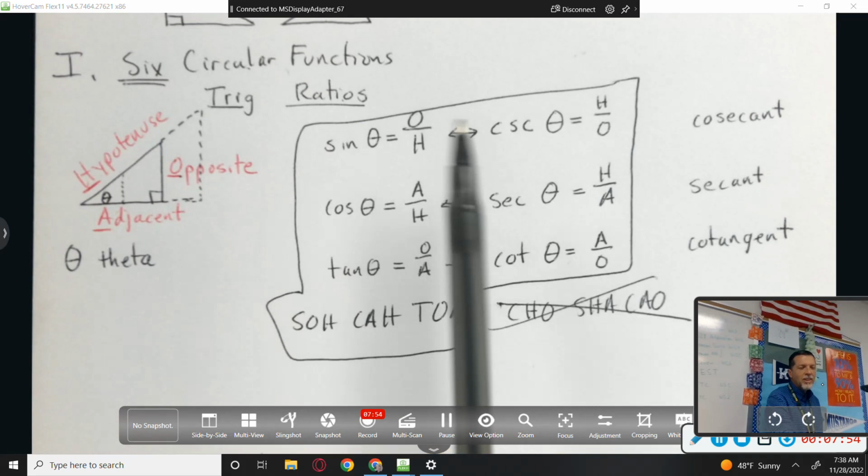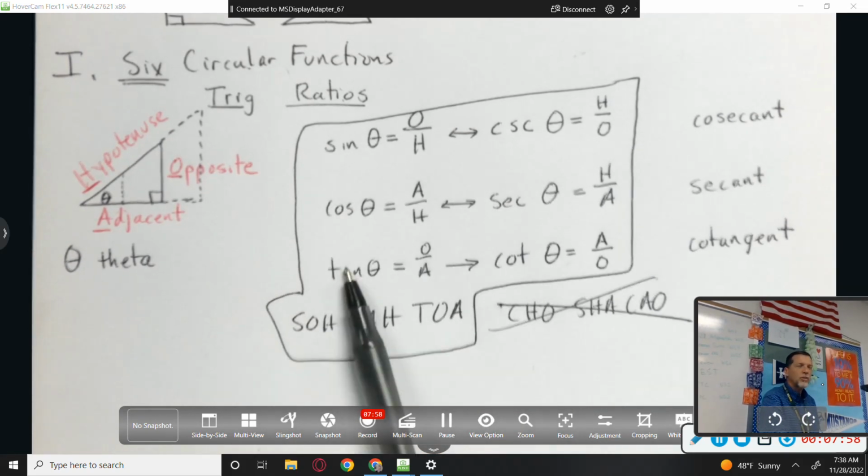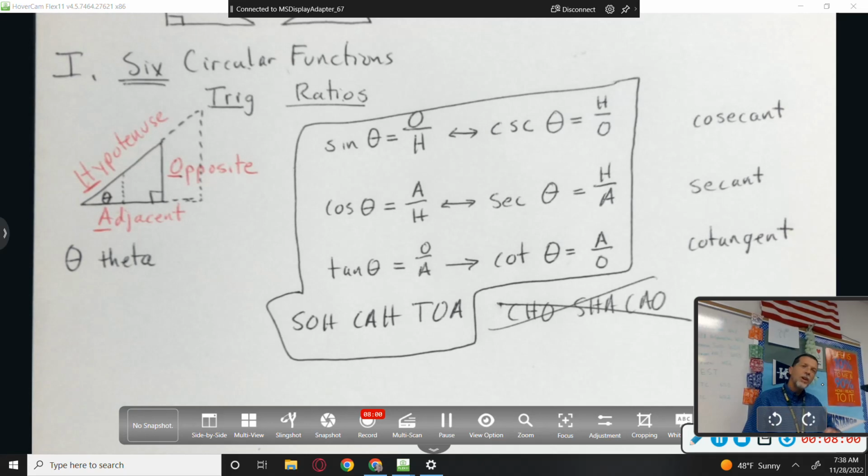Just know that cosecant goes with sine, secant goes with cosine, cotangent goes with tangent. And so if you need one of those, you think about the original and you flip it over. That's by far the easiest way to work these problems.